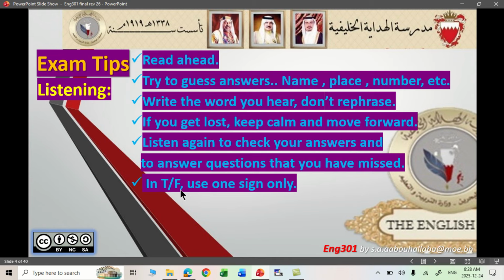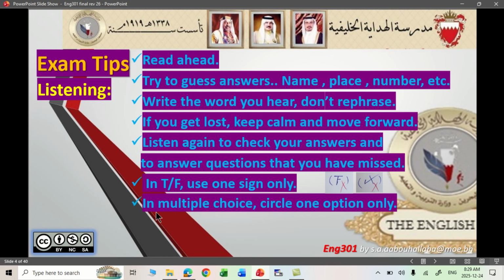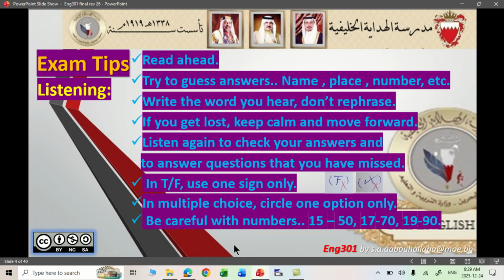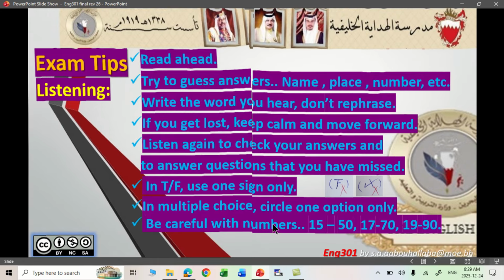If you have true or false questions, please use one sign only, either T or F, or the tick or cross, but don't use these ones because you don't get marks for them. This is TF. It can play the two roles, and this is also a tick and a cross at the same time. These are not marked in the exam. In multiple choice questions, please circle one option only. Be careful with numbers. Don't mix between 15 and 50, 17 and 70, 19 and 90, etc.